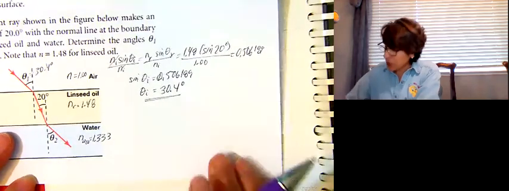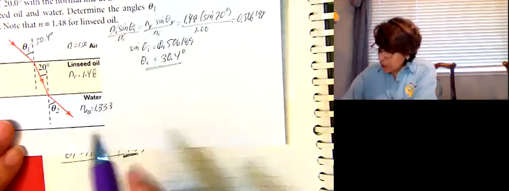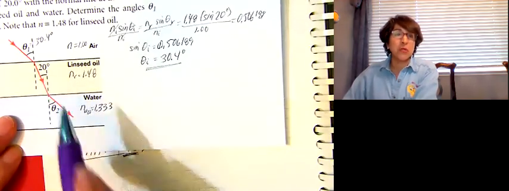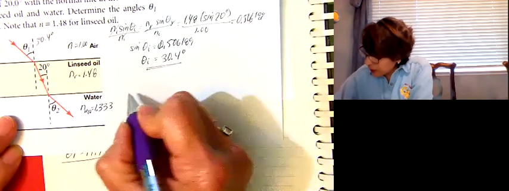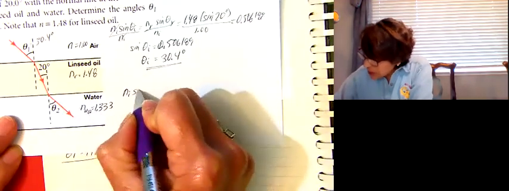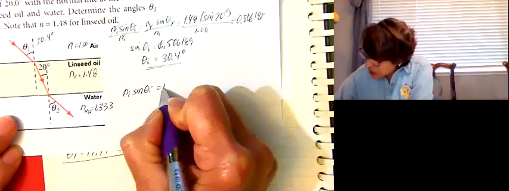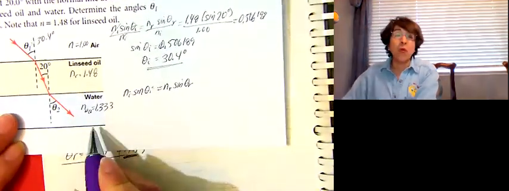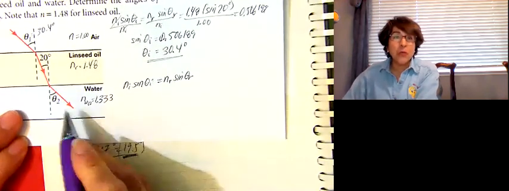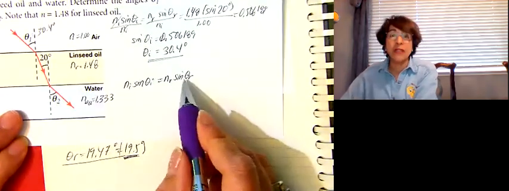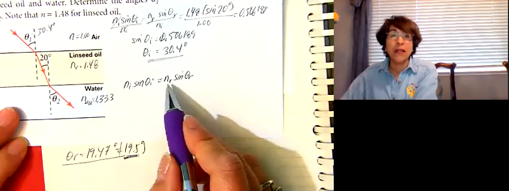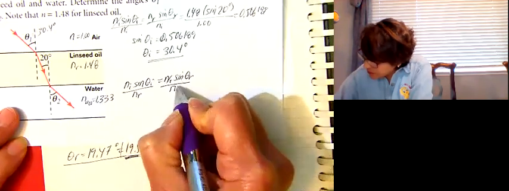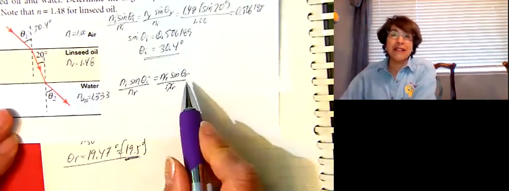We're going to do the same thing we've done before, except now we've got 20 as the one with respect to the normal. So again, n of incident times sine of theta incident is equal to n refracted times the sine of the angle refracted. And now the water is the one where it gets refracted. We want to know this theta r. So we're going to divide both sides by n sub r, and that's going to give me the sine of this angle.